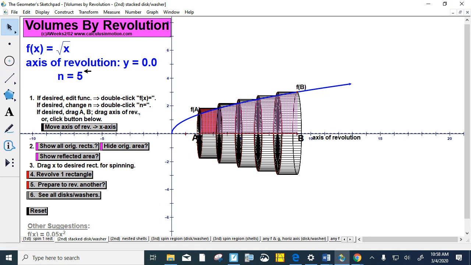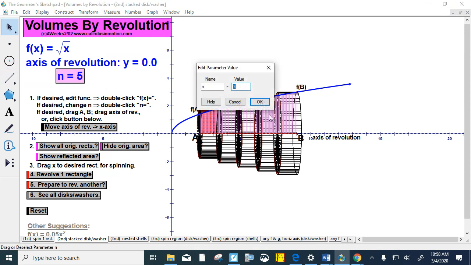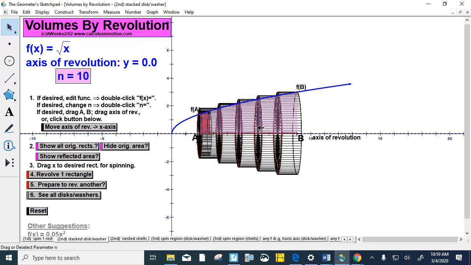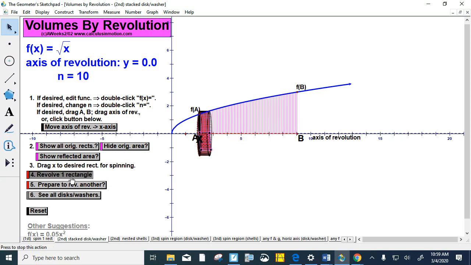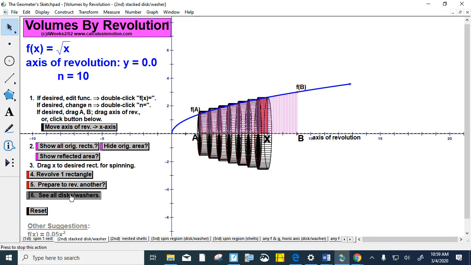So what happens if I change the number of these? Of course, let's do 10. Okay, there we go. I'm going to revolve one of them, and see how it's smaller? Sure, the disc is smaller. And then if I see all of them, we're getting more and more accurate with the volume.